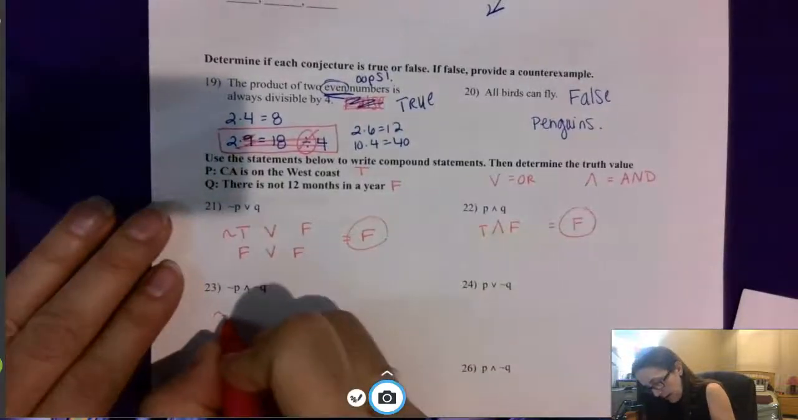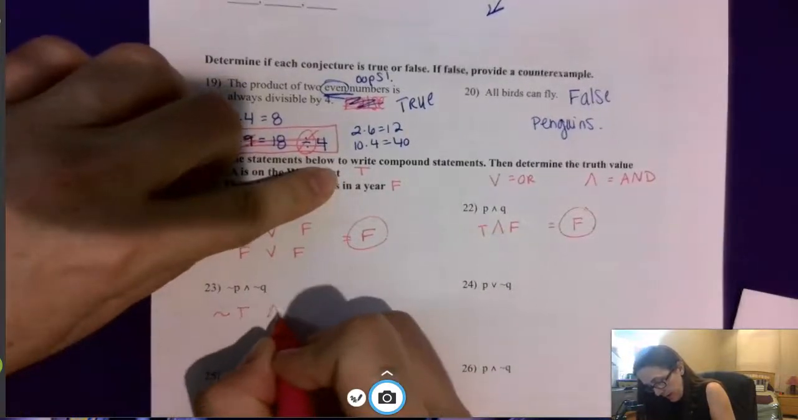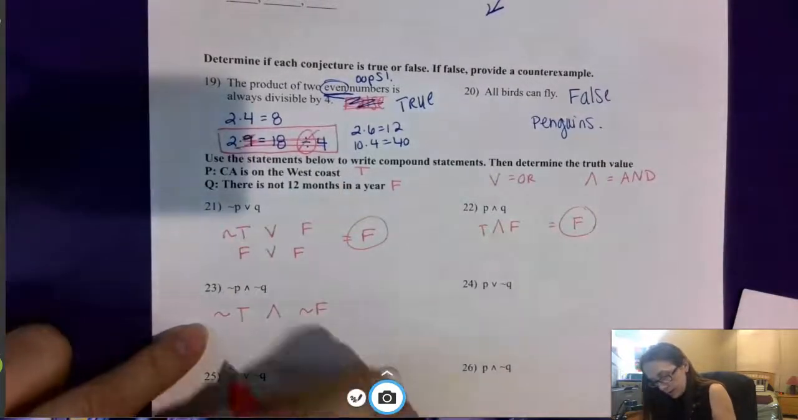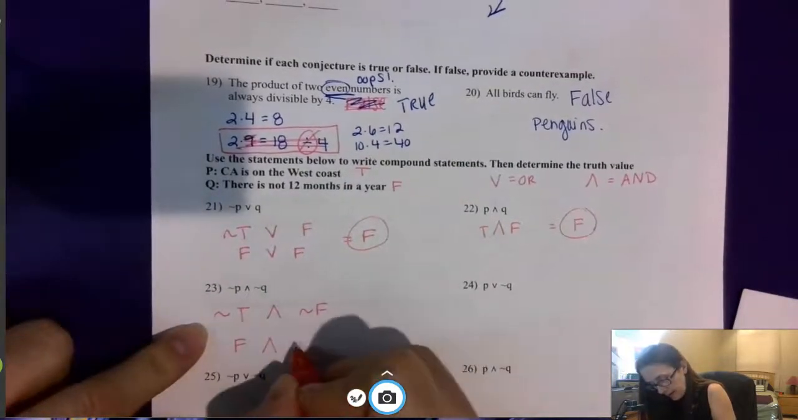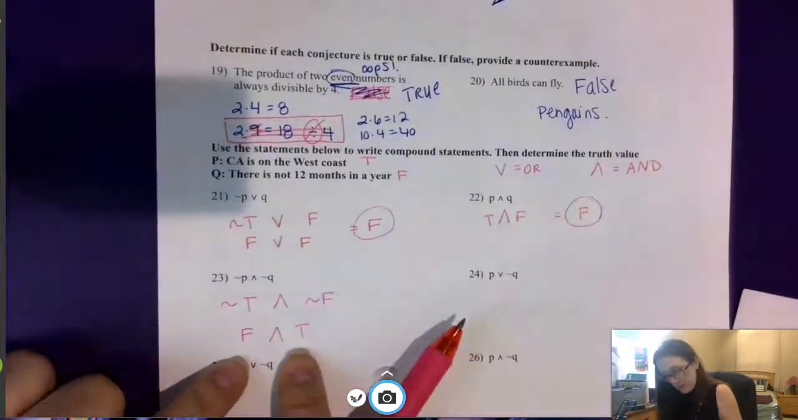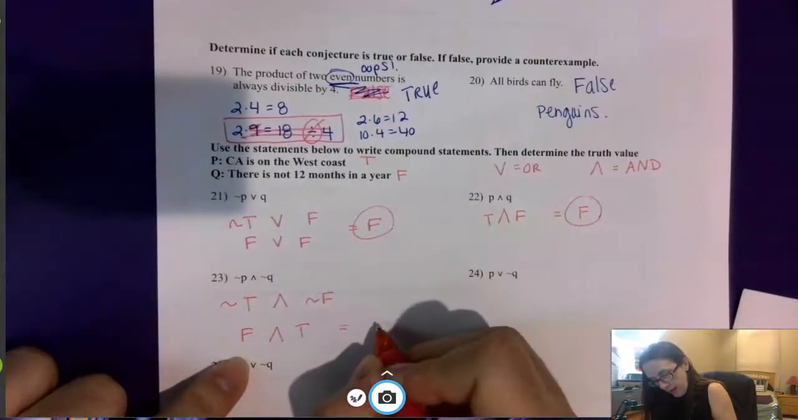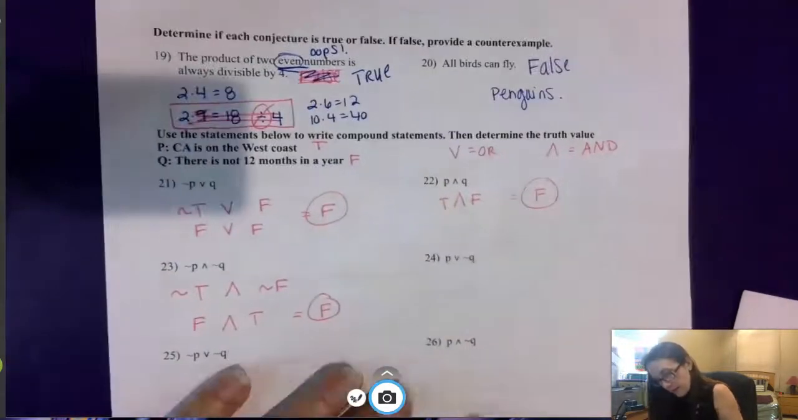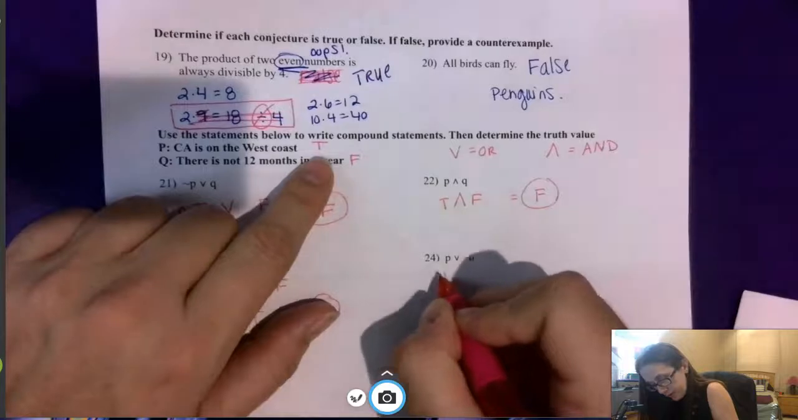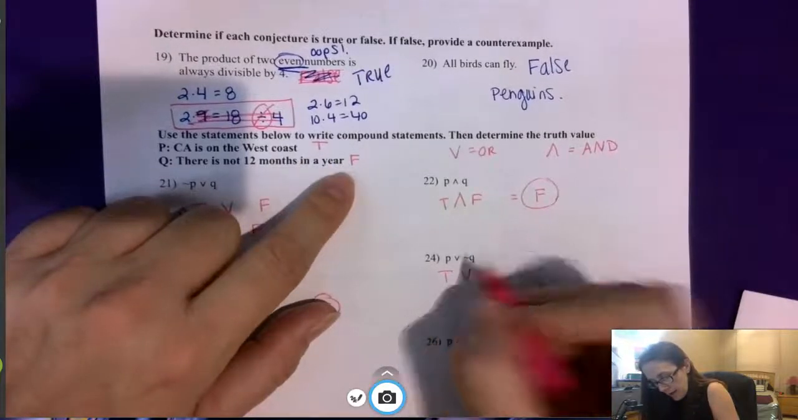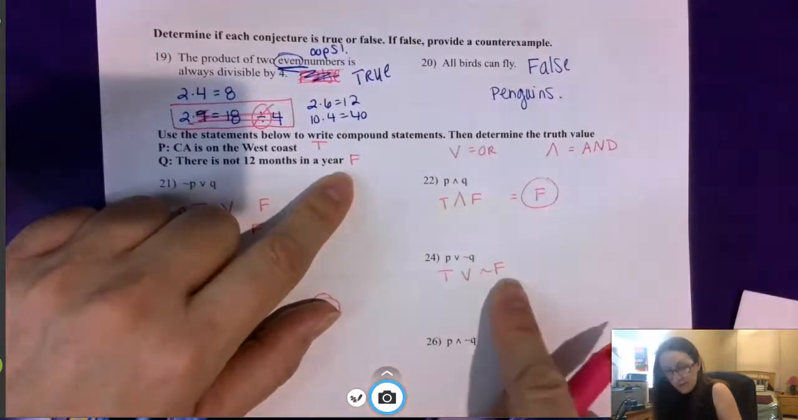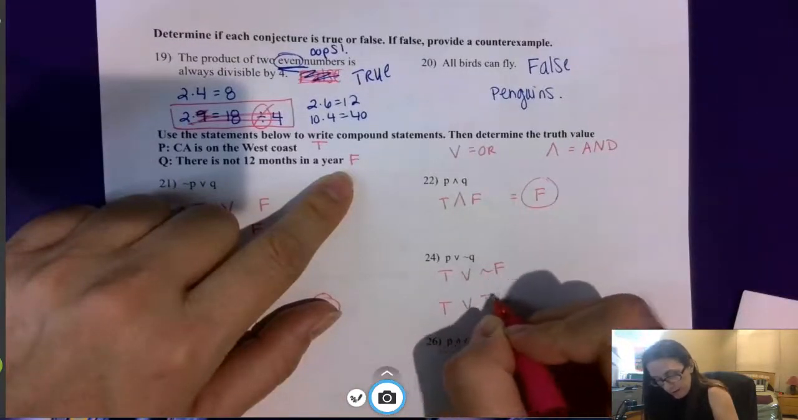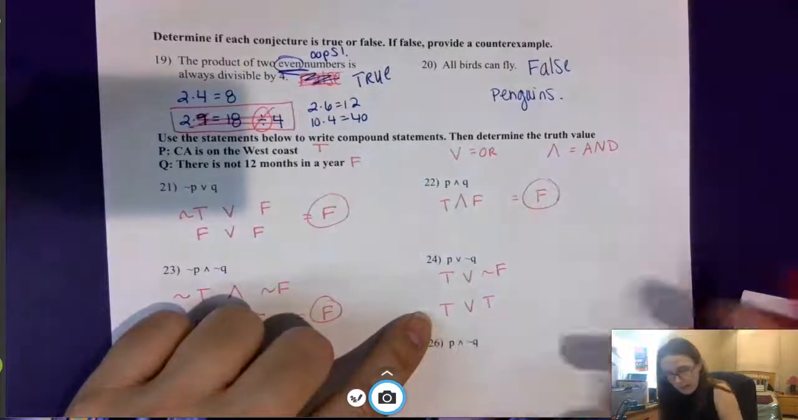Here I have not true and not false. Well, not true is false, and not false is true. These are not both the same. This would be a false statement. This one is P. Well, P is true, or not false. Well, the opposite of not false is true. So this is really a true or a true. Well, you only need one here anyway, so this one is true.